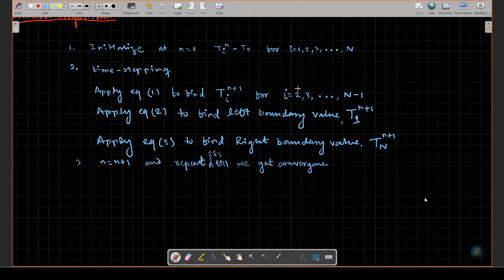At t equals 0, you know that at n equals 0 you have the initial condition, so everywhere it is T naught. Everywhere these grid values were T naught values.